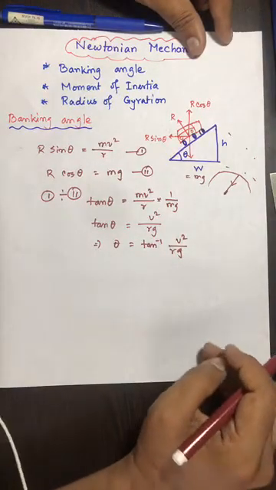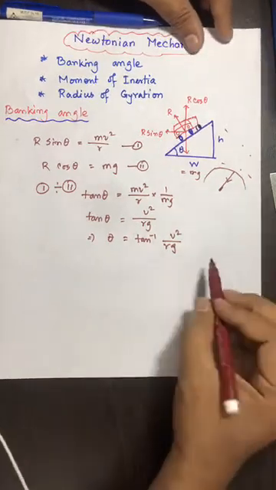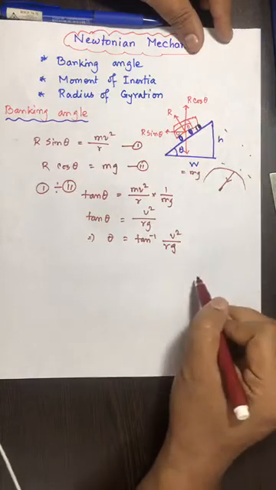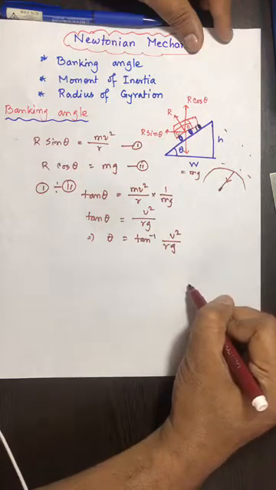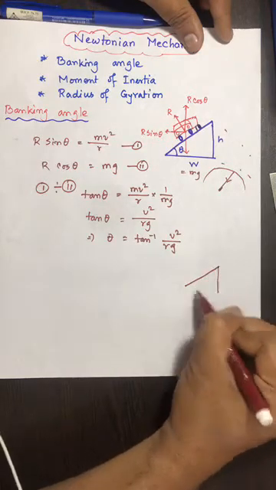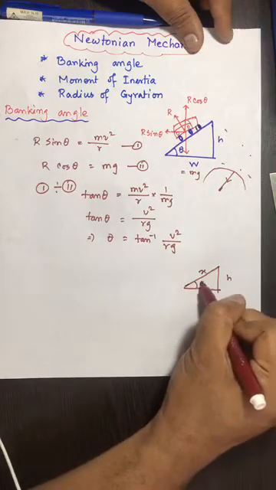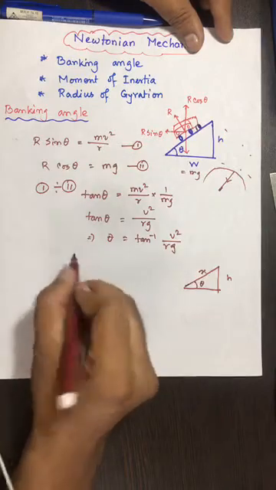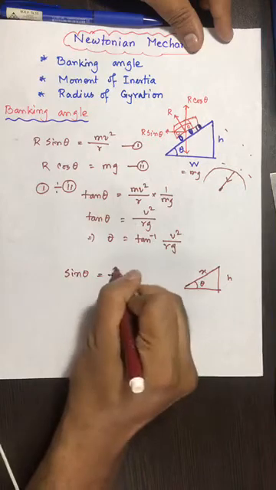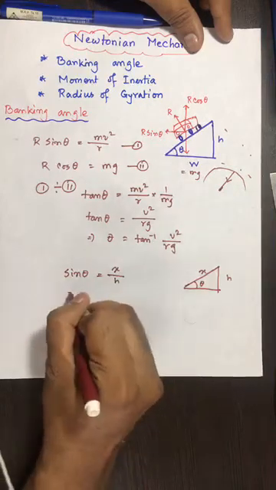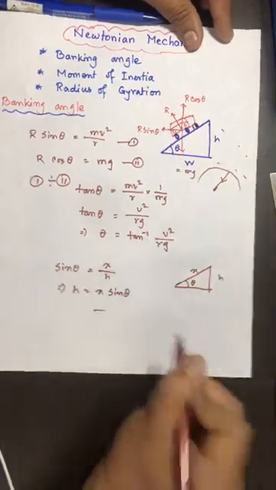And there is another way we can find the banking angle. If the width of the road is given as x, and the height is h, and there is a theta angle, we can find it simply by the sine theta formula. So sine theta equals h by x, so h equals x sine theta. Is that clear? Yeah.